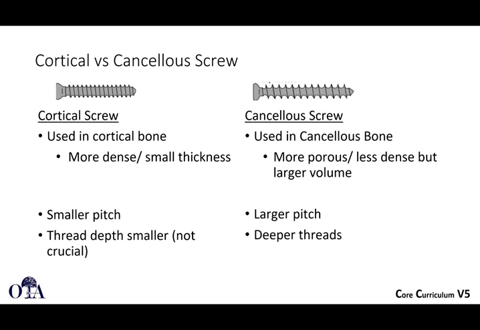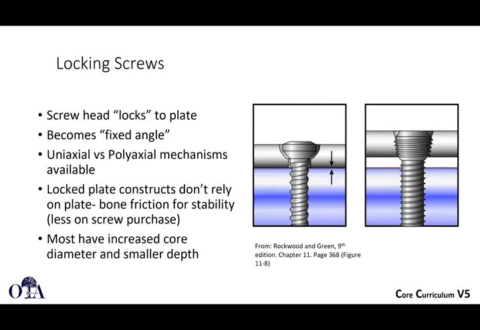The cancellous screw is used in cancellous bone, like in the metaphyseal portion of a long bone. It has a larger pitch and deeper threads, as you can compare this screw with the other screw. And if you pick up two screws of similar size, like a 3.5 millimeter cortex screw and a 4.0 millimeter cancellous screw, and take a look, you'll be able to recognize the difference.